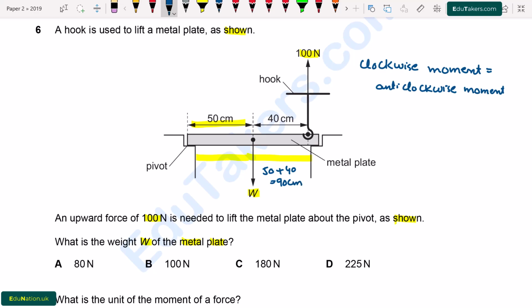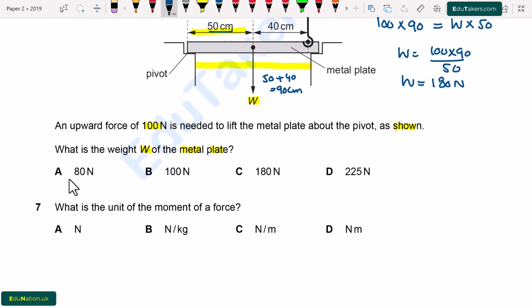The force of 100 Newton basically causes the clockwise moment, and moment is the product of force and the perpendicular distance. So clockwise moment will be equal to force, 100 Newton, multiplied by the perpendicular distance, 90 centimeter. It will be equal to weight multiplied by the perpendicular distance of this weight, which is 50 centimeter. So weight is equal to 100 multiplied by 90 divided by 50. Weight is equal to 180 Newton. So from here option C is correct.